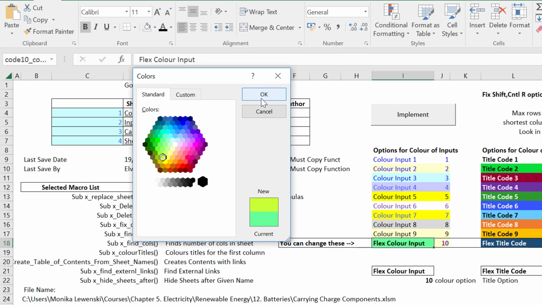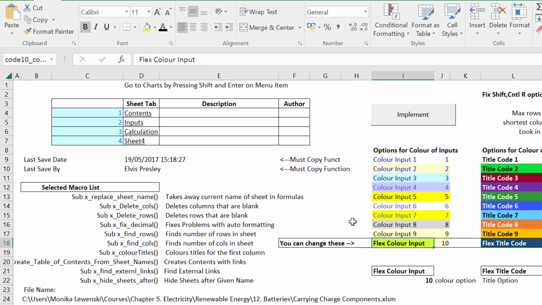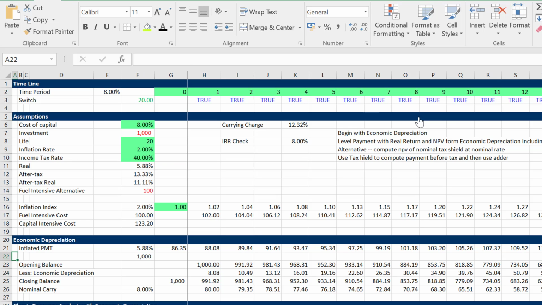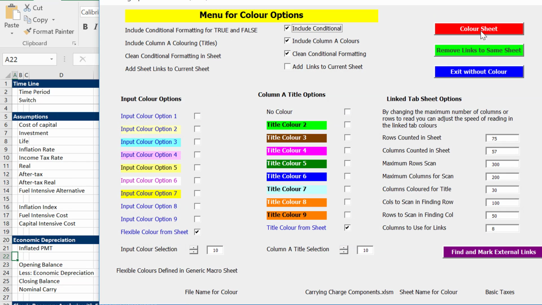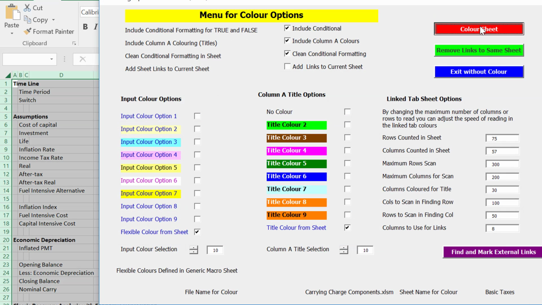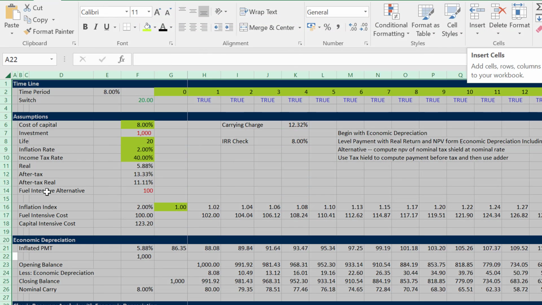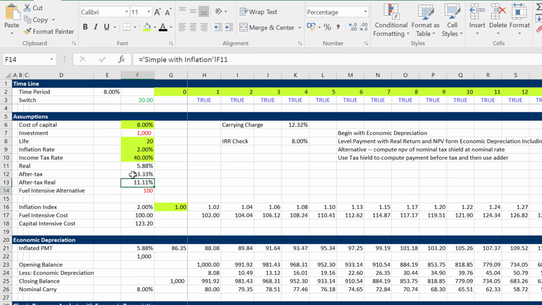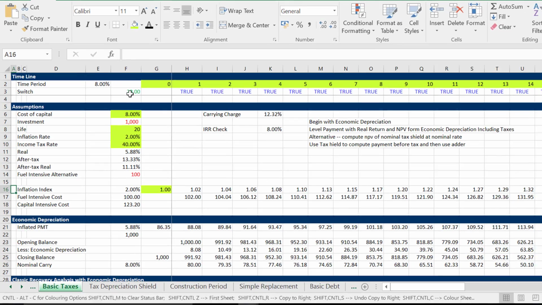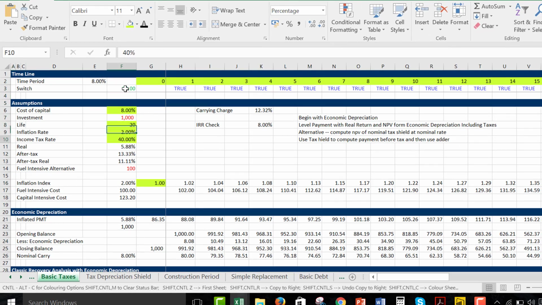That one. Okay, that's the color I've decided. You press the implement button. You go and press Shift Alternate C, and you just press color the sheet. And I also colored this sheet green, so these ones are links that come from the same sheet.